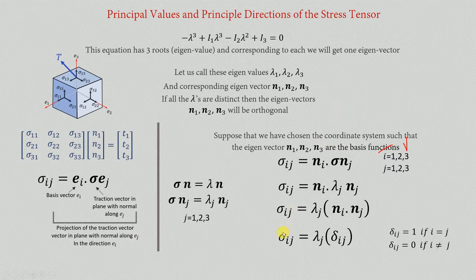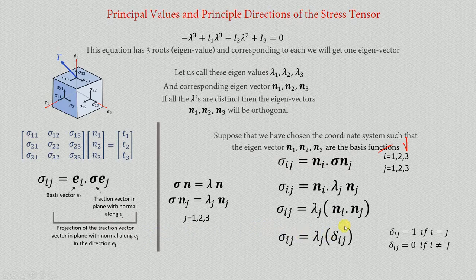So what does it tell? For all non-diagonal terms, this value is 0, right? For diagonal terms, the values are lambda 1, lambda 2 and lambda 3. That's what we figured out just by looking at what this expression means. The n's are those directions in which, if you operate sigma, the traction will always be parallel to n, because it's lambda times n. So both are parallel, just a scaled version of n.